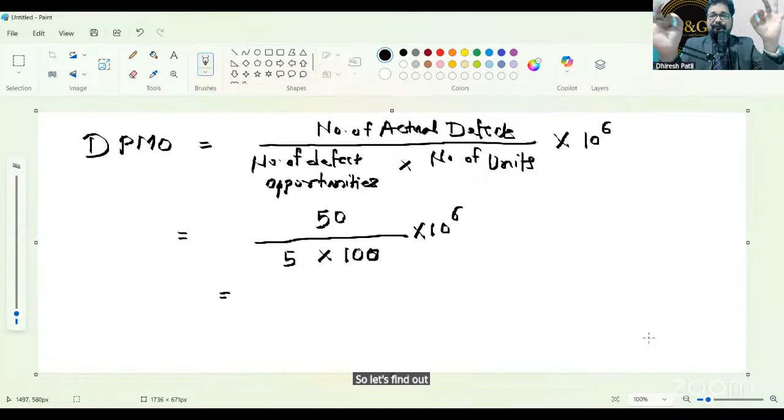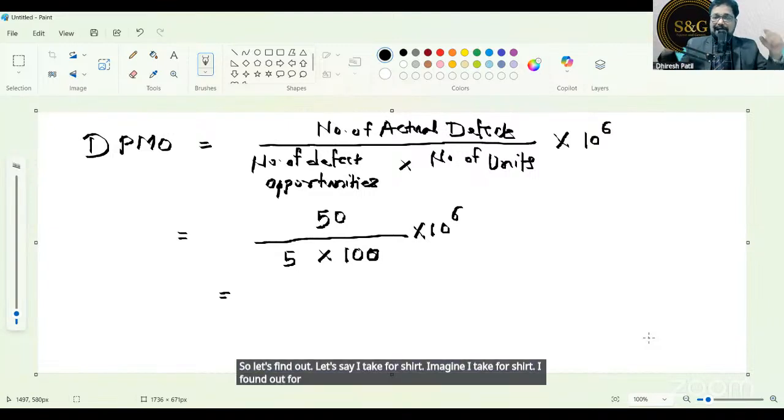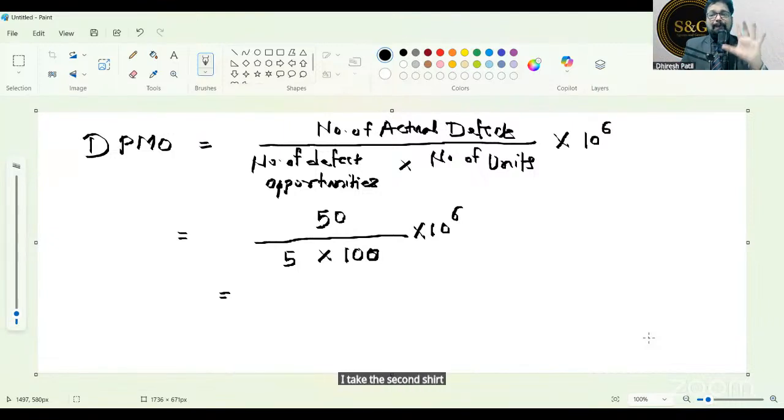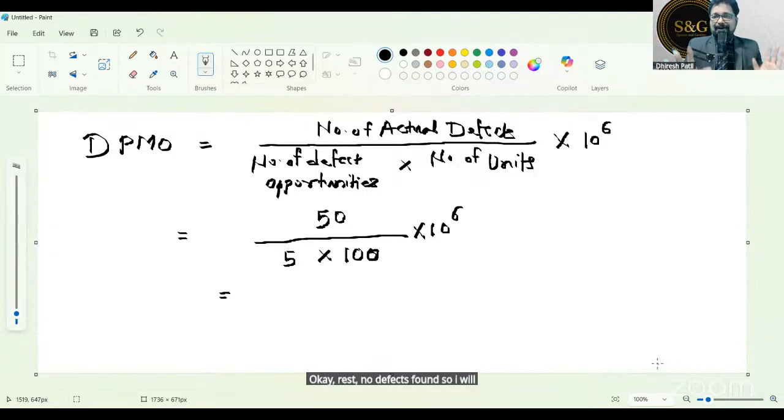Let's say I take first shirt. Imagine I take first shirt. I found out there is no problem in that shirt. I check all the defect opportunities. I pass that shirt. I take the second shirt. I found there was 1 button missing. So I will count one defect found. Okay. Rest, no defects found. So I will keep that shirt aside.